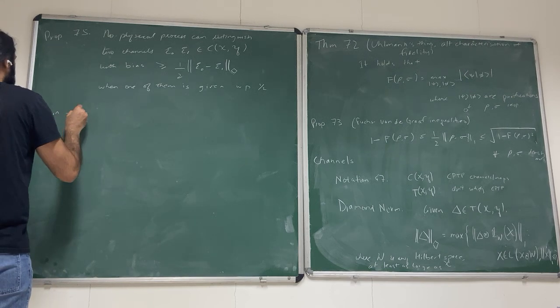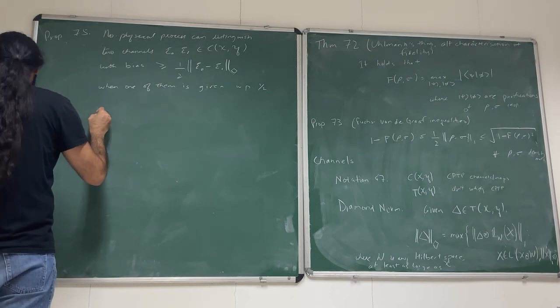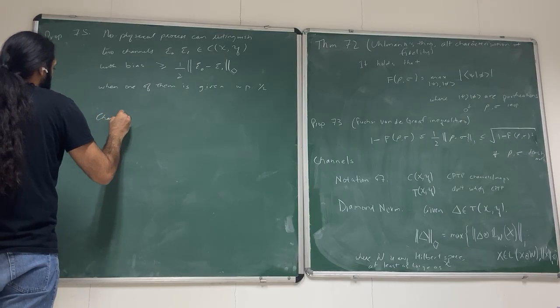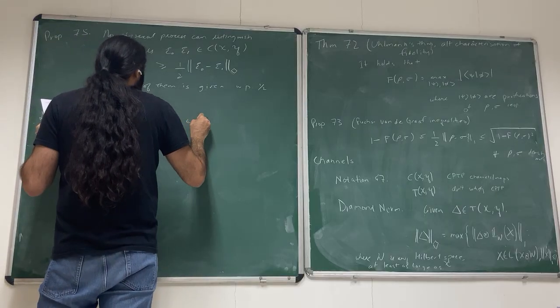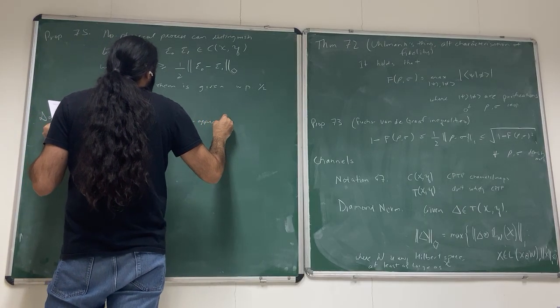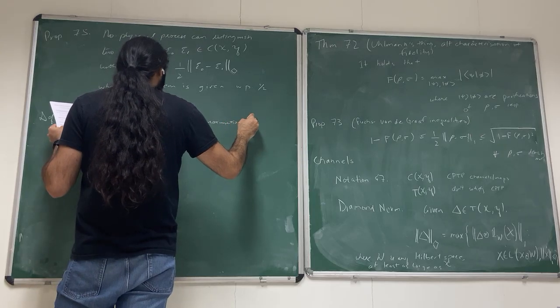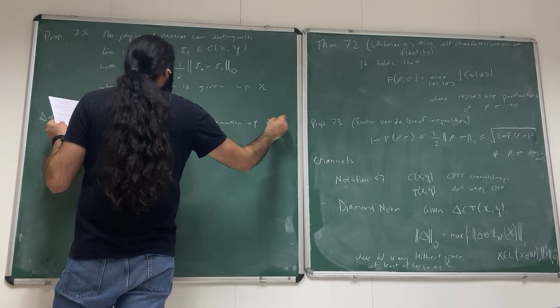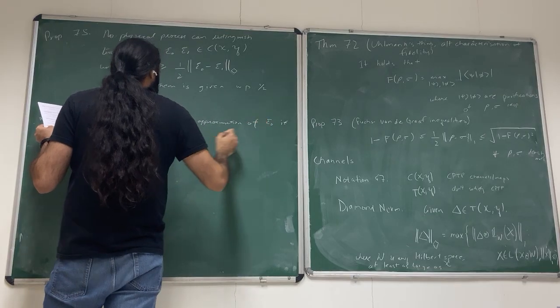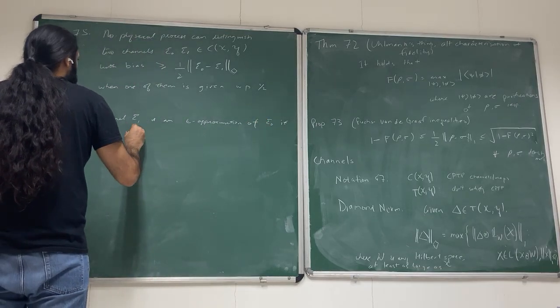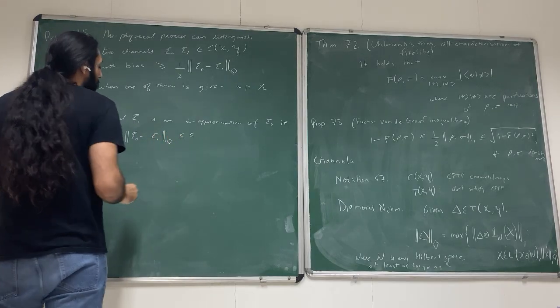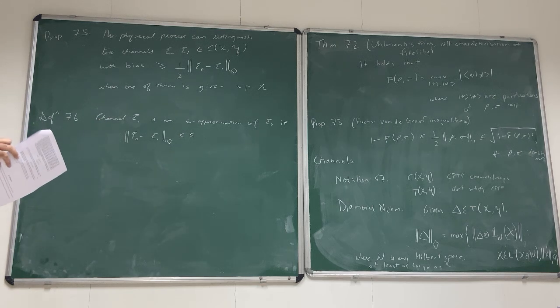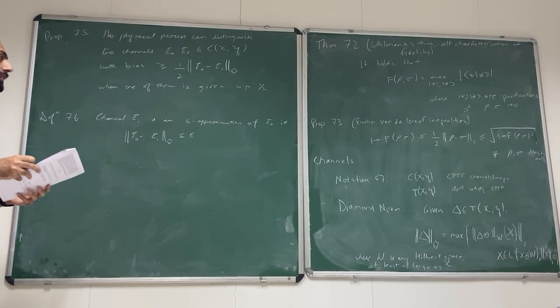And really what we have is different from 76, which says that channel E1 is an epsilon approximation of E0 if the diamond norm between them is at most epsilon. Okay, and so this is what we meant in the universality statement when we said that the quantum circuit epsilon approximates the initial channel.